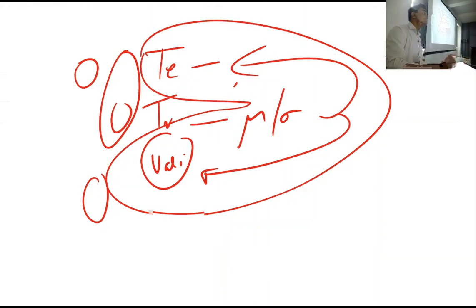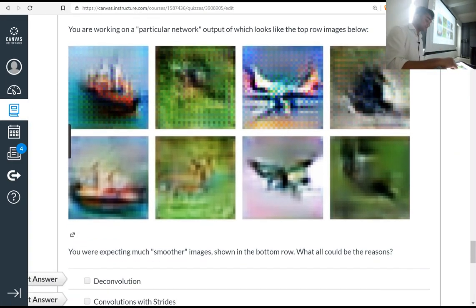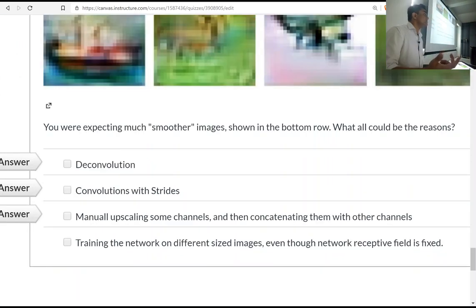Alright. Now we are working on a particular network, the output of which looks like this. As a radiologist for image recognition, what do you see? Checkerboard issue, right? You're seeing a tumor here, and you're expecting much smoother images. What could be the reason? We are doing deconvolution. Deconvolution has a checkerboard issue, right?